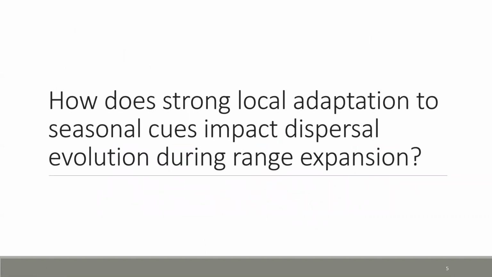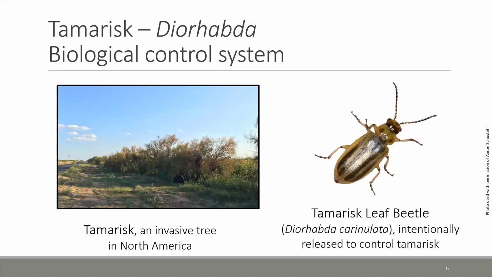So our main question for this research was about how strong local adaptation to seasonal cues like day length impacts dispersal evolution during range expansion. And we use a biological control system to study this. These systems are really well suited to studies of range expansion because we know a lot about the history of the releases of the biological control agents.